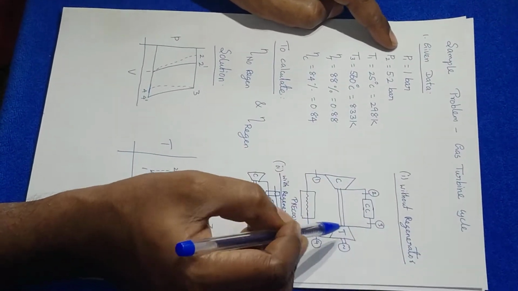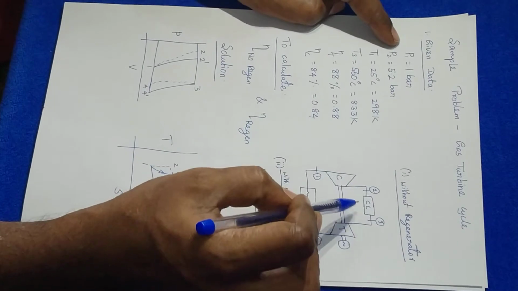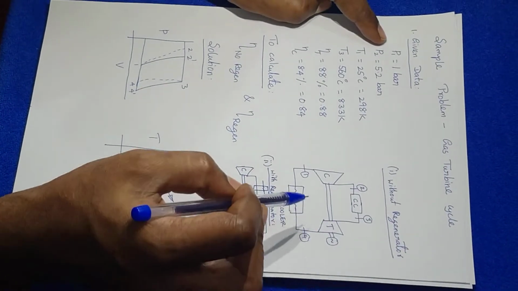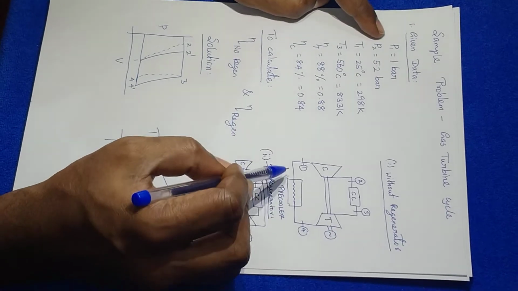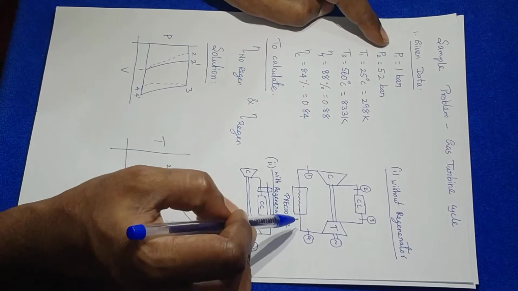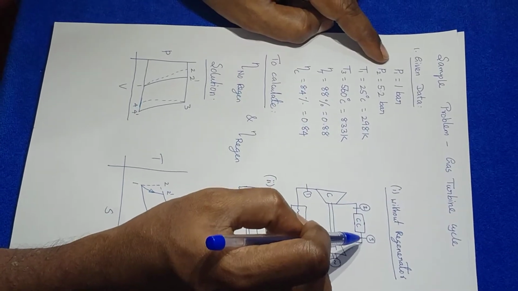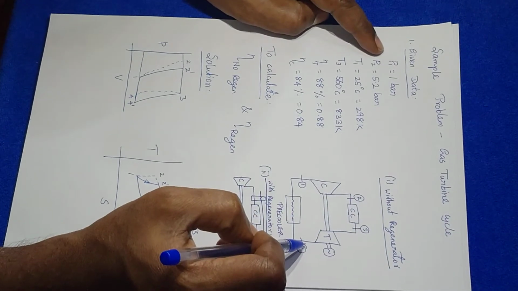We know the gas turbine cycle. This is a compressor, combustion chamber, and this is a turbine, gas turbine. If it is a closed cycle, there is a pre-cooler. Open cycle means this pre-cooler will not come. So 1 to 2 is compression, 2 to 3 is combustion, 3 to 4 is expansion in the turbine.